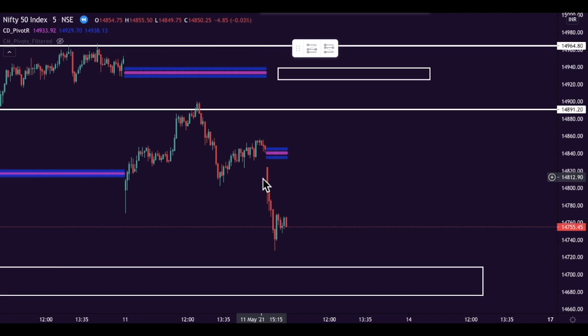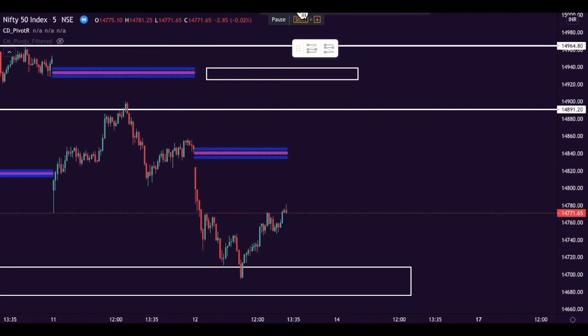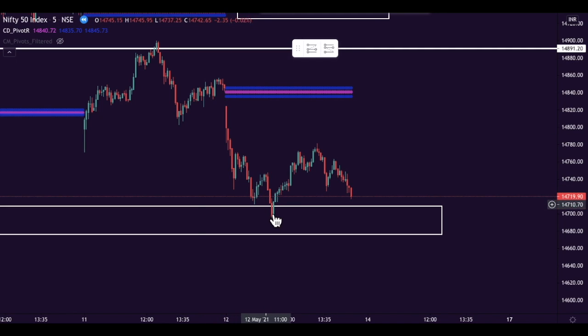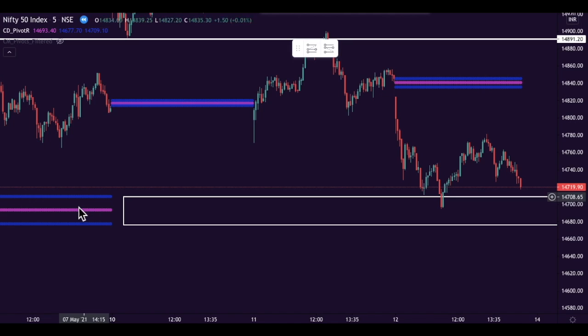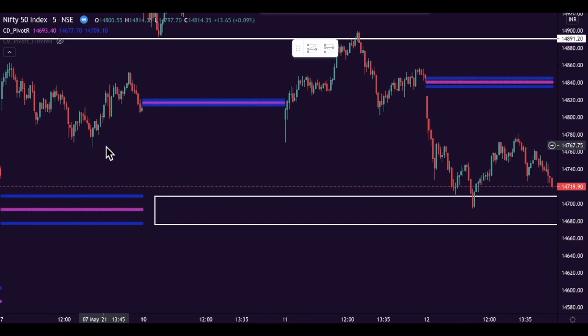The next day the market opened here. It went down. Now traders, this was the market movement for the next day. So what can we see here? The next day the market rejected from this level. What level is this? This was our virgin CPR which we had marked. So this level was the virgin CPR level which was formed 3 days ago, right?